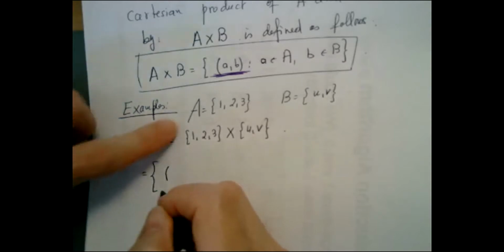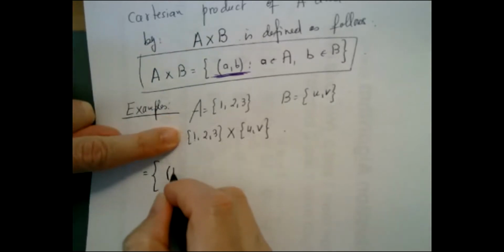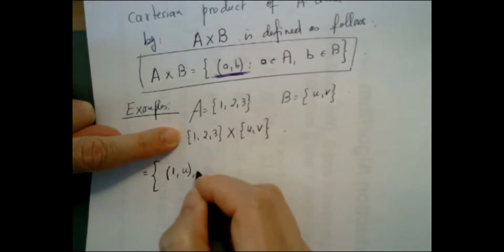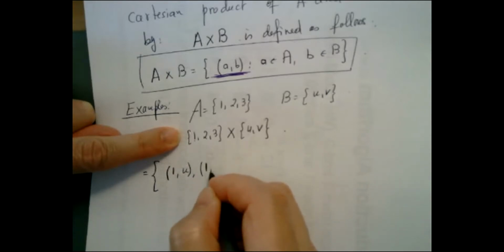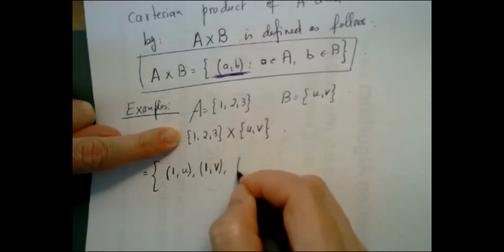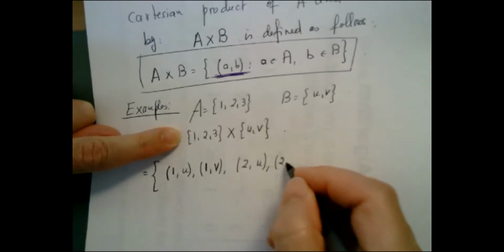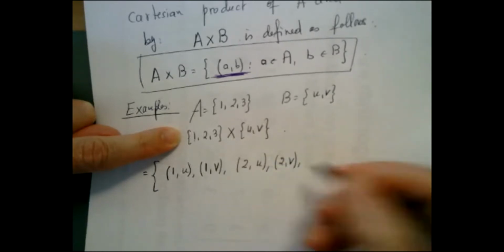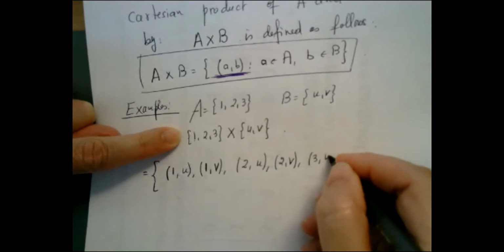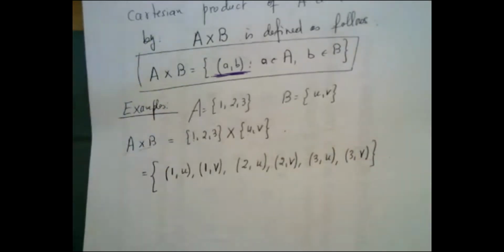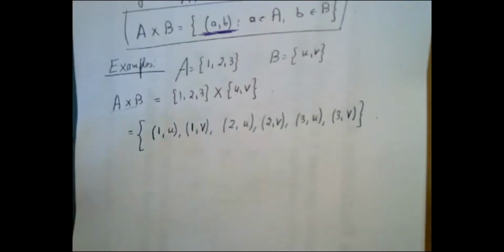So you help me out because I may goof now. So (1, U), am I right? (1, V), (2, U), ordered pairs, (2, V), I try to write them in certain order, (3, U), and (3, V). And that's a set. So it's a new set whose elements are nothing more than ordered pairs. So that's what we talk about, the Cartesian product of two sets.